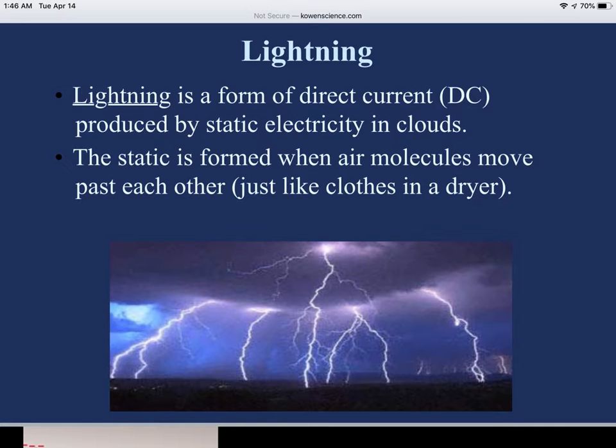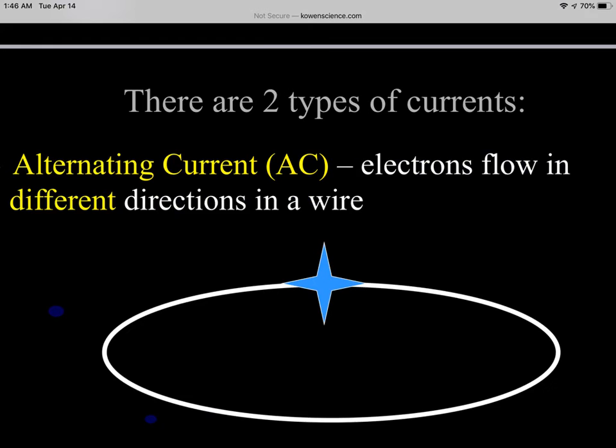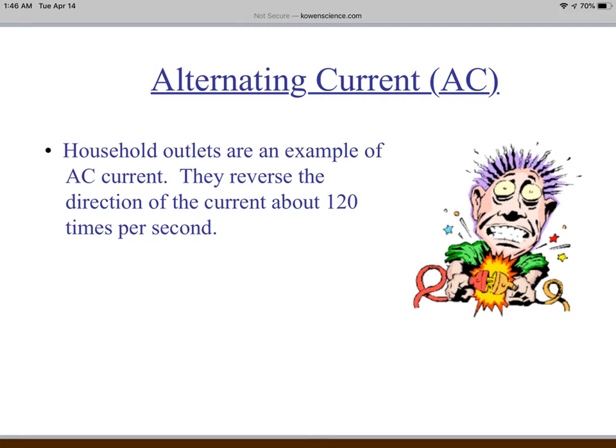The static is formed when air molecules move past each other, just like clothes move past one another in a dryer. The other type of current is an alternating current, or an AC current. Here the electrons flow in different directions in the wire. So they can flow in this direction for a while, and then they can flow in that direction for a while. Examples of AC current would include things such as household outlets. They reverse the direction of the current about 120 times per second.